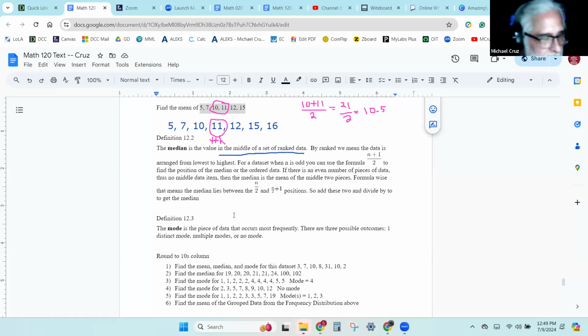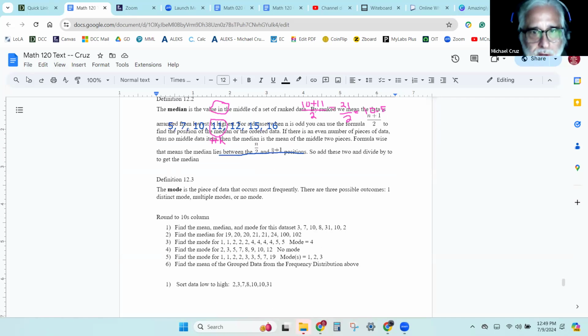Now, the mode is really easy because the mode is just the piece of data that occurs most frequently. You can have one mode, you can have multiple modes, or you can have no modes if all your data is unique. All right, let's try some of these.